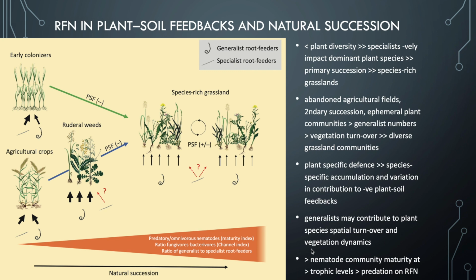And as this successional process takes place, there is an increase in nematode community maturity at increasing trophic levels, and this increases predation on root-feeding nematodes by omnivorous and predatory nematodes. So as succession increases, as you can see here, predatory and omnivorous nematodes increase in number, so that increases the maturity index of the ecosystem. The ratio of fungivorous to bacterivorous nematodes increases, and also the ratio of generalists to specialist root feeders increases as well.